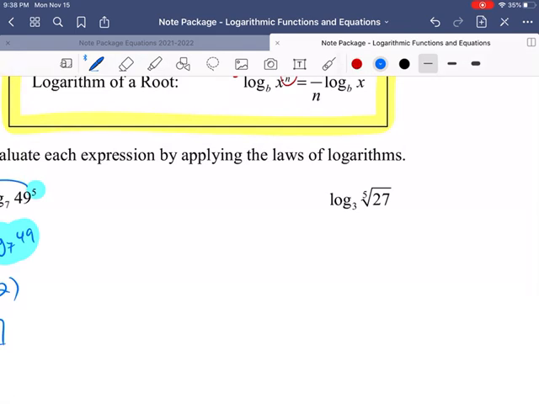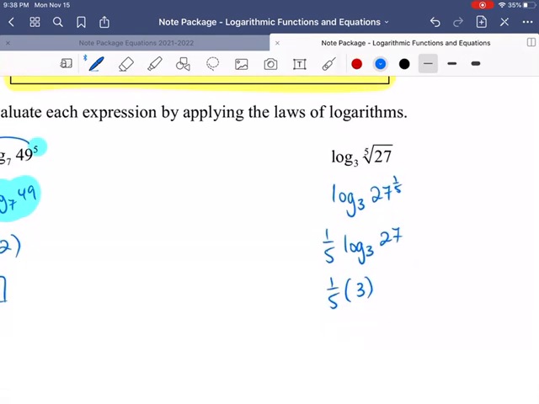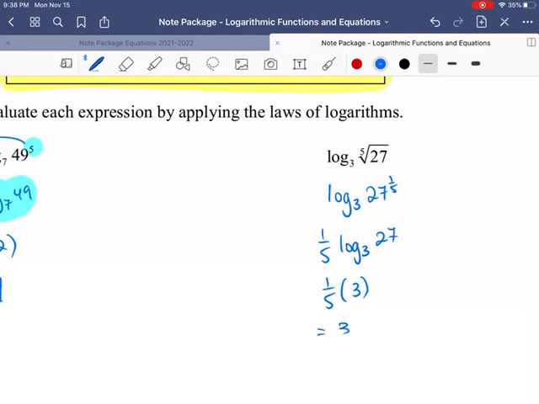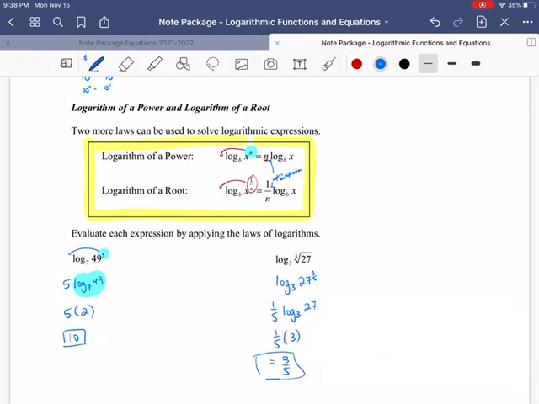Okay, first thing here, we got to convert this radical to exponential form. So this becomes log base 3 of 27 to the 1/5. Now that 1/5 you can bring to the front. Log 3, 27, it can simplify to just 3. So 1/5 times 3 will give us 3/5. And that's our answer.